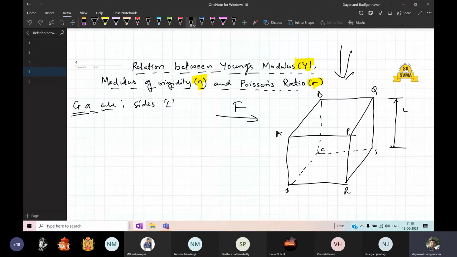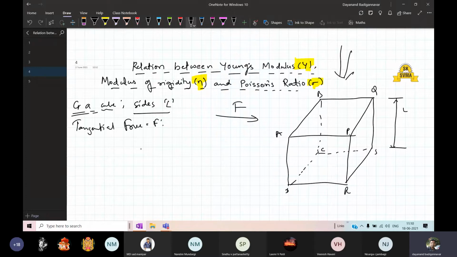Consider a cube of sides L. All the sides of the cube are L. So along length, breadth, if you take any side, it is L. What is the side? L, whose dimension is L. What is the force that I have applied? The applied force is a tangential force.